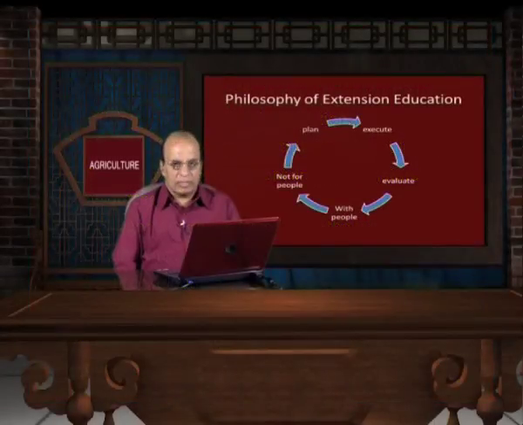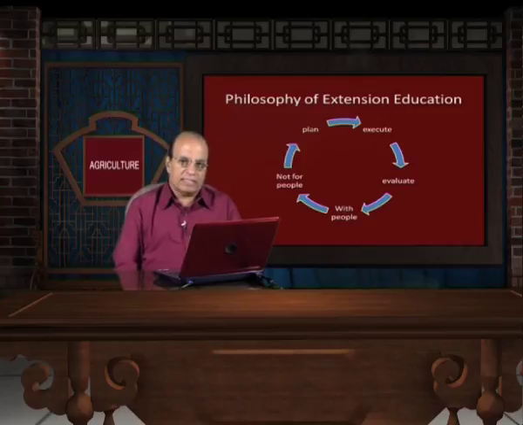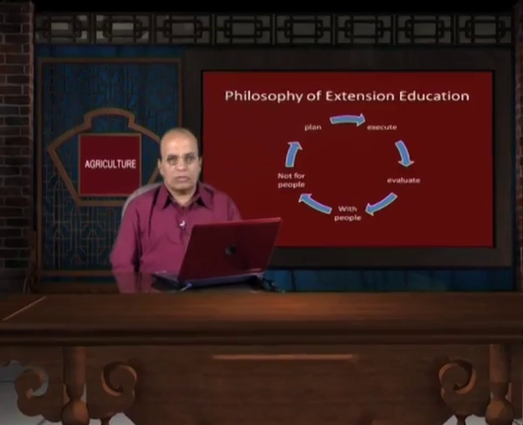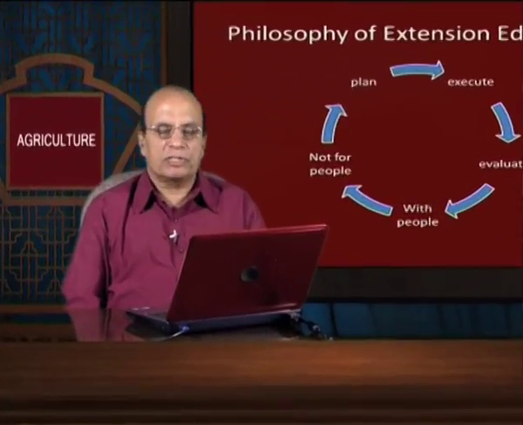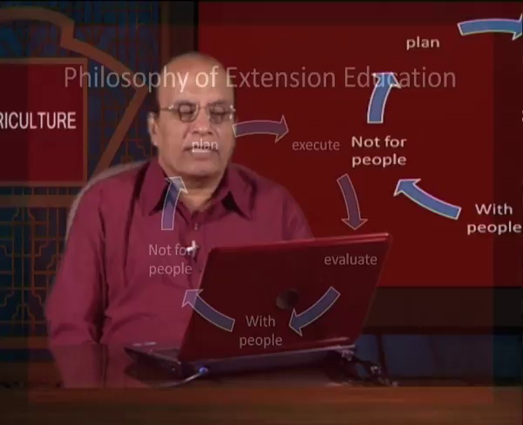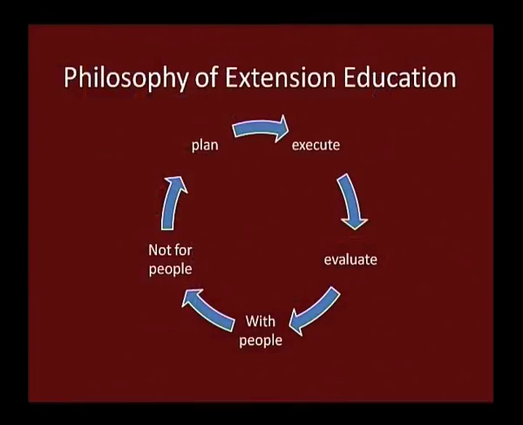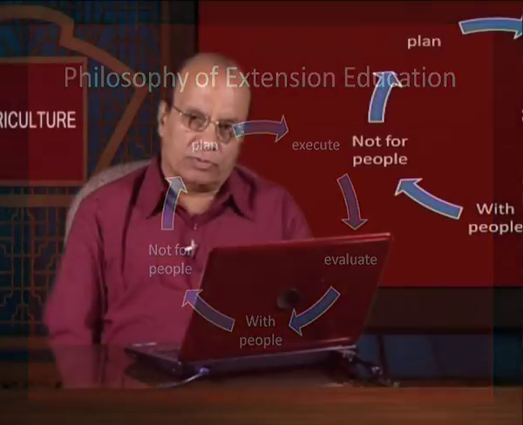Philosophy of extension education. Philosophy consists of two words, philos and sophia. Philos means knowledge, sophia means how to achieve that knowledge. And there is a certain procedure of achieving the knowledge: we have to prepare a plan, execute the plan, and evaluate the plan with the group, not for the people. That is the objective of extension education.